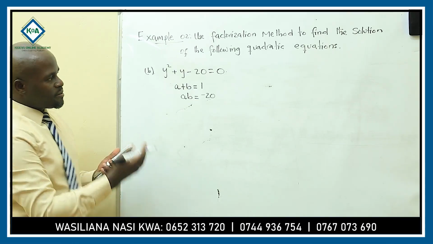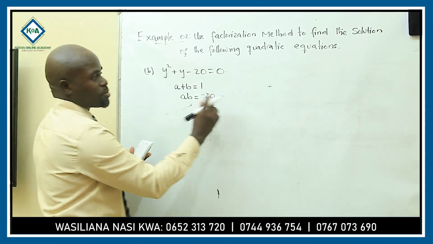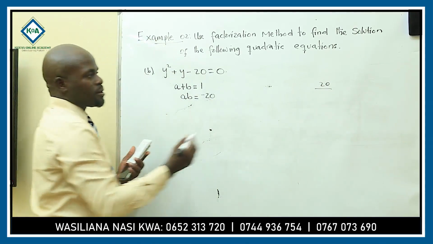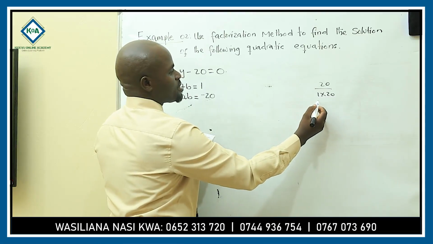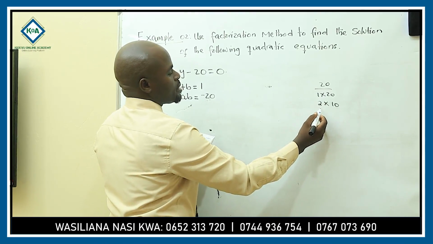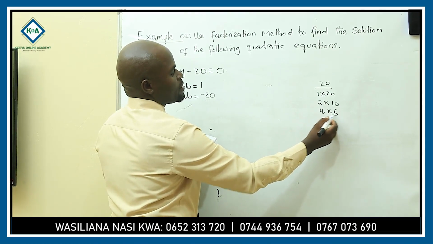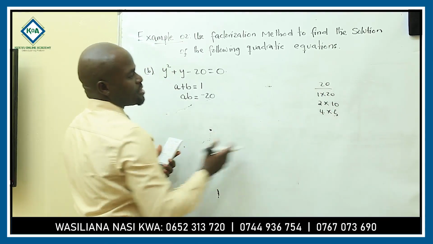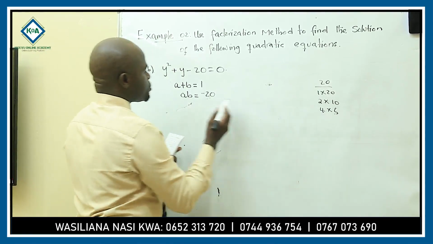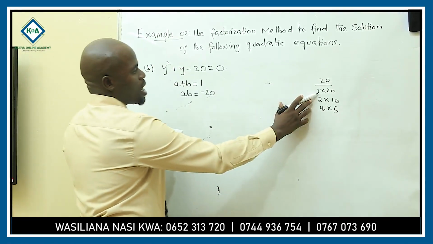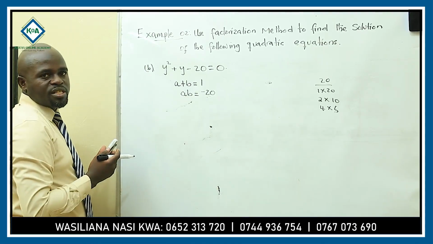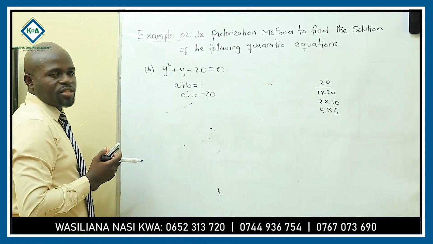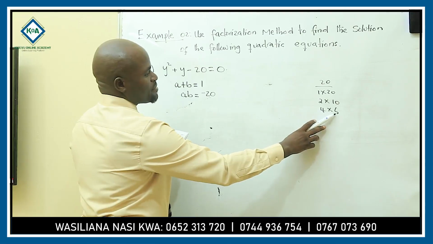To find the numbers, we take 20 as positive. What numbers, if you multiply, you get 20? The first is 1 and 20. You have 2 and 10, 3 no, 4 and 5, 5 repeats, 6 no, 7 no, 8 no, 10 repeats. So we have these pairs. Now, among these pairs, which will give you this combination? Can you take 1 plus 20 to get 1? The answer is no. Can you take 2 plus 10 to get 1? No. If you take 4 plus 5, can you get 1? No.